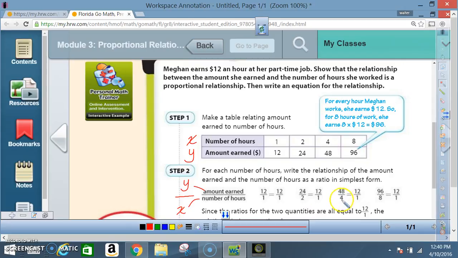Here, 4 goes into 4 once. 4 goes into 48 12 times. 8 goes into 8 once. And then 8 goes into 96 12 times.